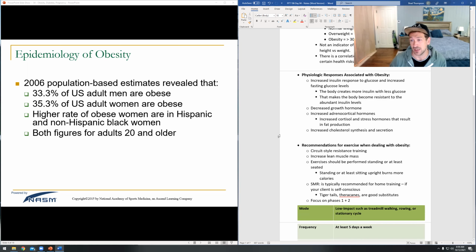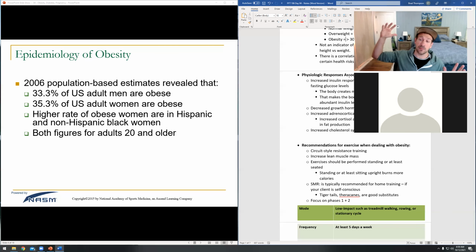And we are seeing those rates much higher in Hispanic and non-Hispanic populations, right? Those numbers are much, much higher across the US, particularly in adults 20 and older.